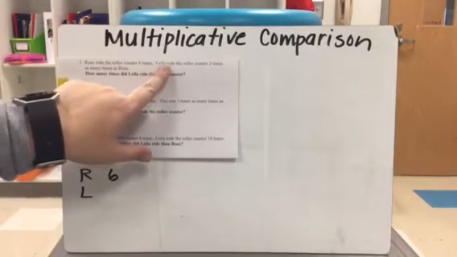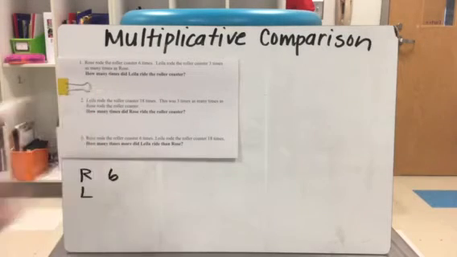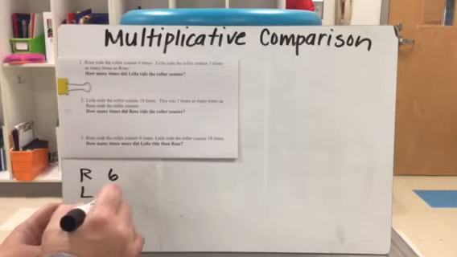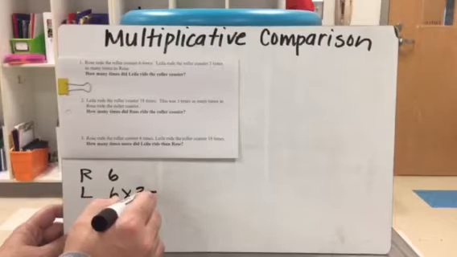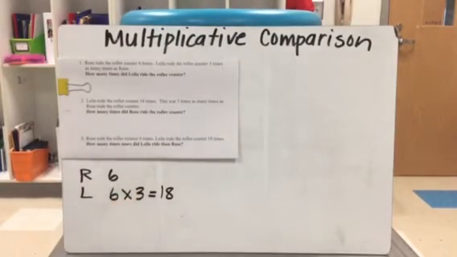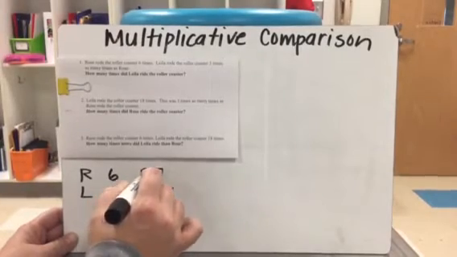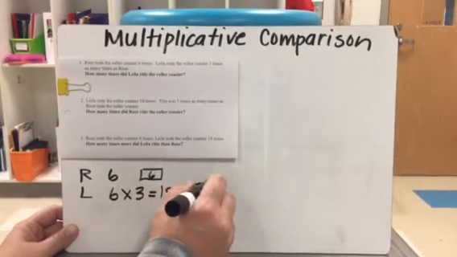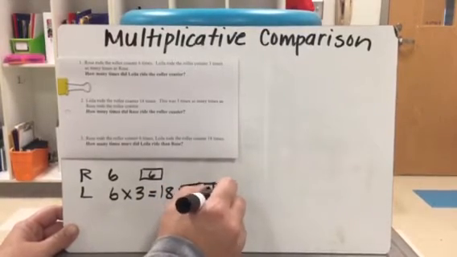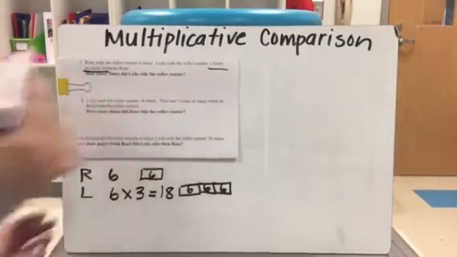But here it says Layla rode the roller coaster 3 times as many as Rose. She did what Rose did 3 times. So some people might model it like this. She did what Rose did 3 times, which is 18. Or you might show it like this. Rose rode it 6 times. Layla did that 3 times.